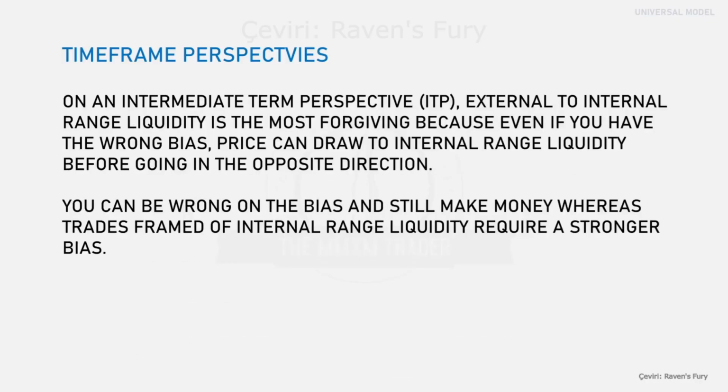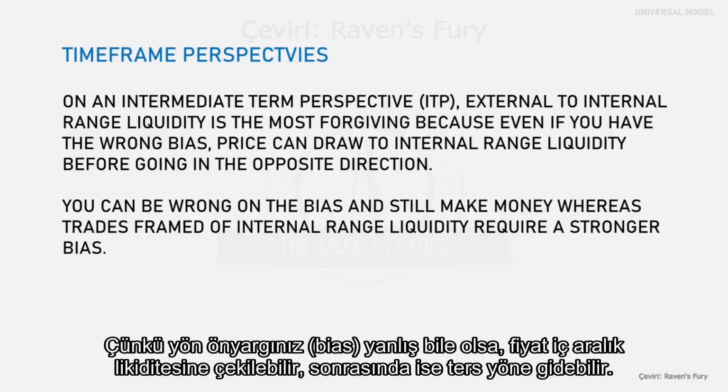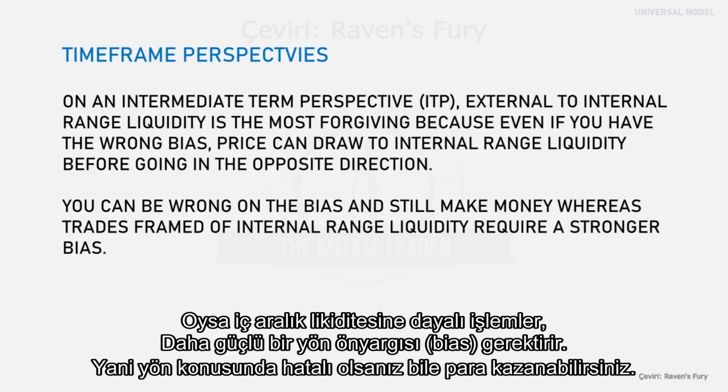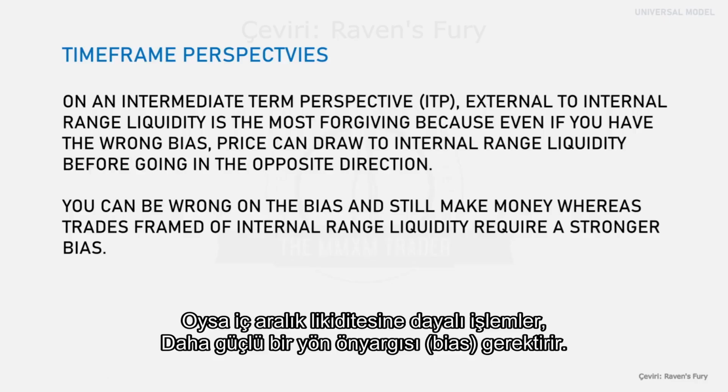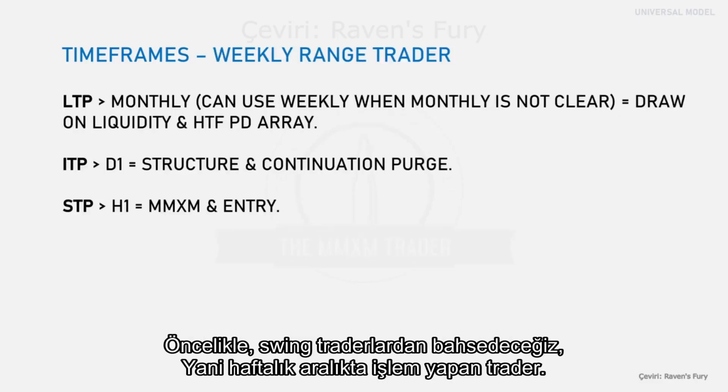So building back on those time frame perspectives, on an intermediate term perspective or an ITP, external to internal range liquidity is the most forgiving, because even if you have a wrong bias, price can draw to internal range liquidity before going into the opposite direction. So you can be wrong about your bias and still make money, whereas trades framed from internal range liquidity require a stronger bias. So first of all, we're going to talk about that swing trader, right?